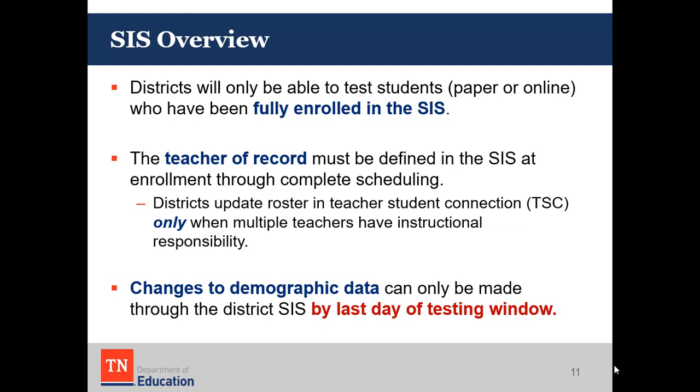Let's take an overview of your student information system. Districts are only going to be able to test students, whether paper or online, who've been fully enrolled in your SIS. A teacher of record must be defined in the SIS at enrollment through complete scheduling. Districts update roster in TSC, or Teacher-Student Connection, only when multiple teachers have instructional responsibility. Changes to demographic data can only be made through the district SIS by the last day of the testing window. And as we saw earlier for spring 2018, the last day of the testing window is May 4th.